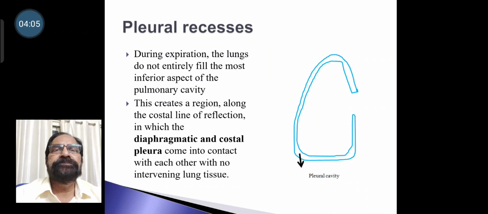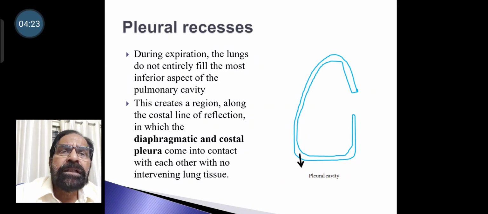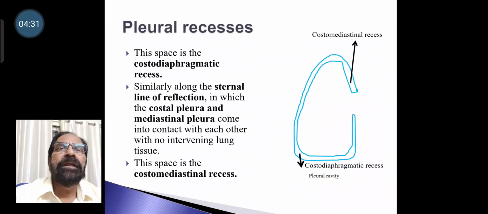Pleural recesses. During expiration, lungs do not entirely fill most of the inferior aspect of the pulmonary cavity. This creates a region along the costal line of reflection in which diaphragmatic and costal pleura come into contact with each other and no intervening lung tissue. This space is the costodiaphragmatic recess.